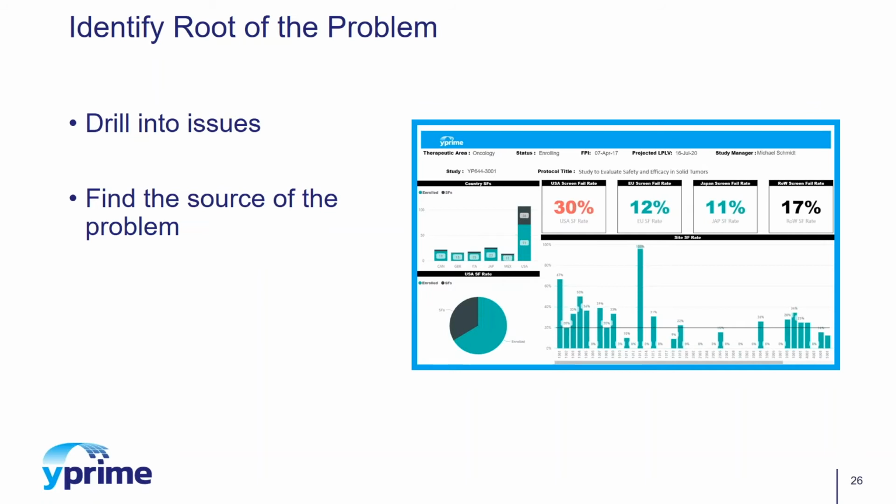Drilling down, in this particular example, let's say we see that the EU, Japan, and the rest of the world screen fail rates are all better than, or at least as expected. So it's only the US that's high. So the majority of your US sites have higher than expected screen fail rates. So maybe the US screening requirements are stricter than elsewhere.